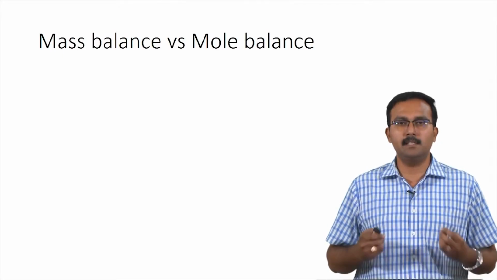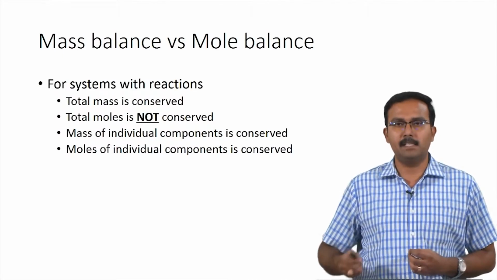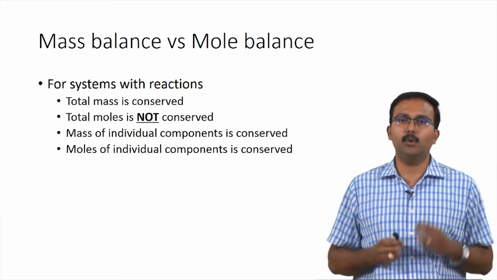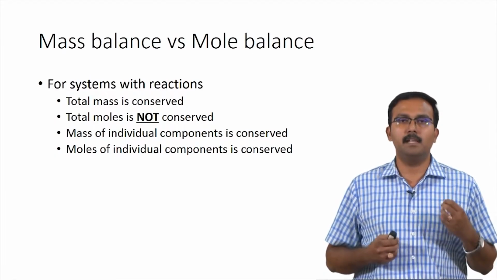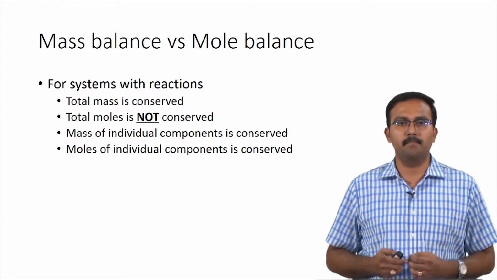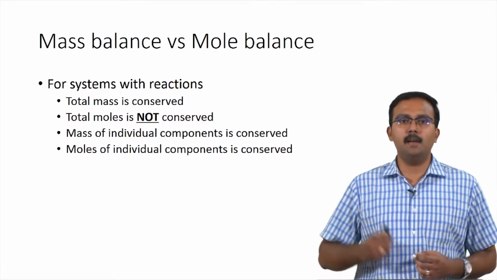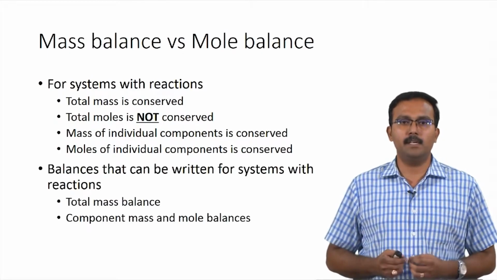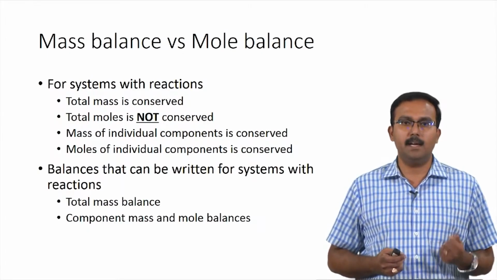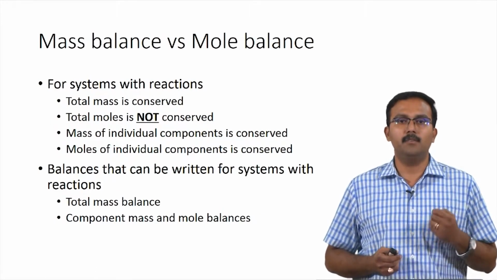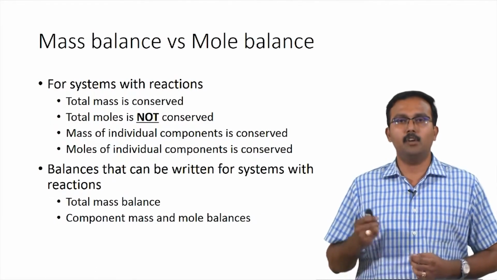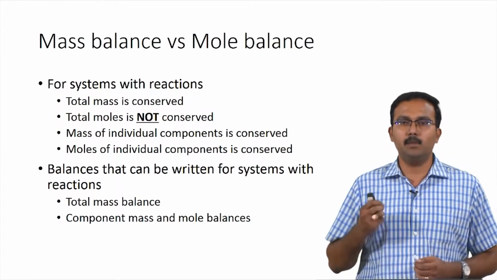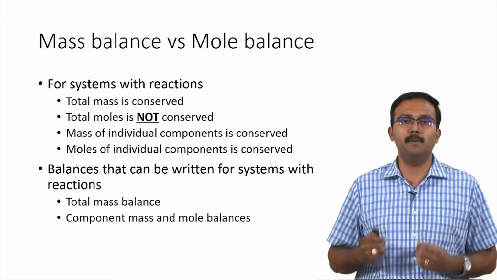However, if you were to consider systems with reactions, total mass is conserved, but total moles of the system is not conserved. In a reaction only mass will be conserved, the moles of the reactant and the products are not the same. However, mass of individual components and moles of individual components are conserved. So, we can write the following equations. We can write the total mass balance and component mass and mole balances for systems with reactions. When we write component mass and mole balances, we need to understand that these reactive components will have generation and consumption terms which have to be accounted for.